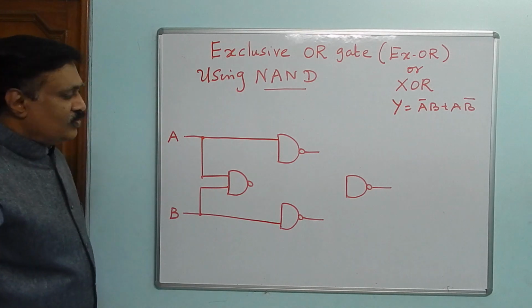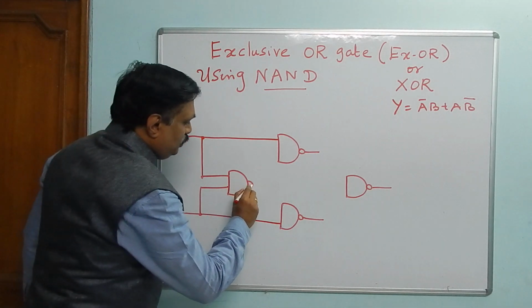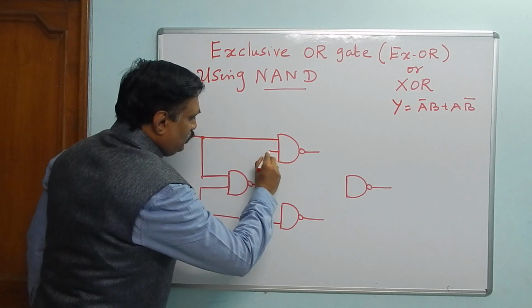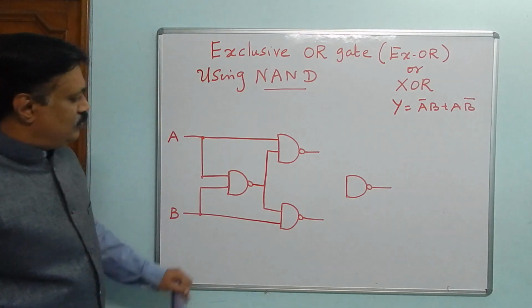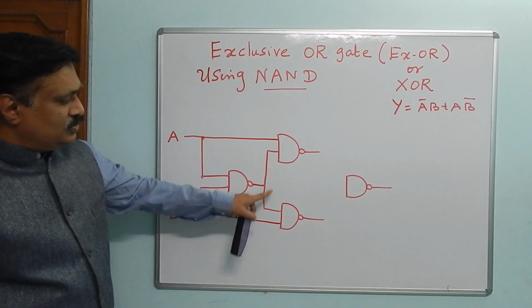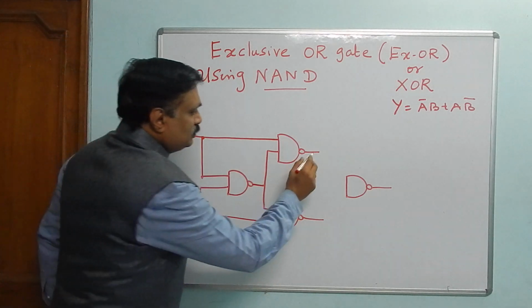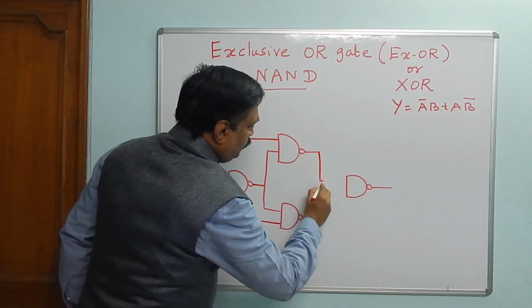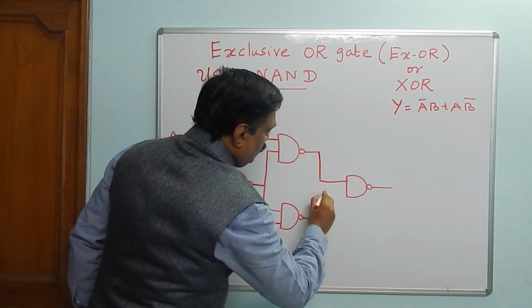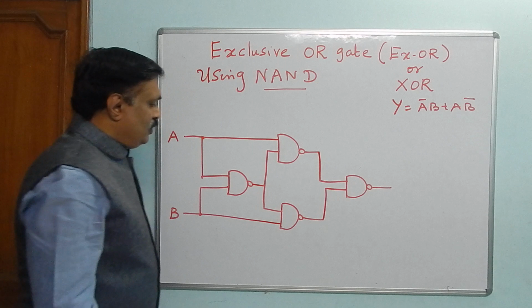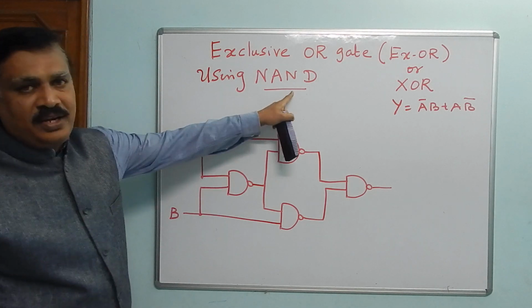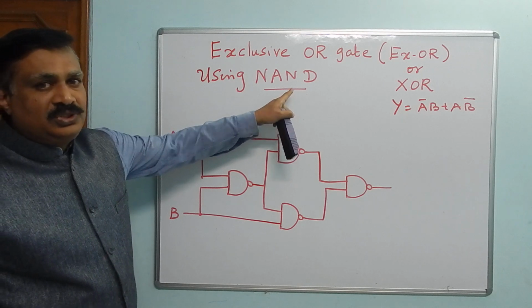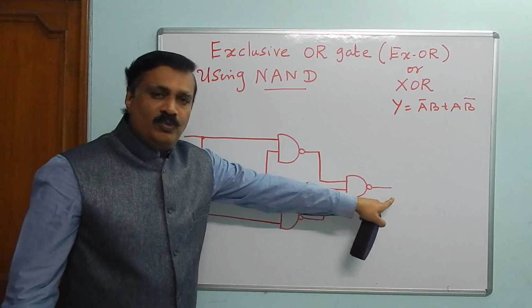Okay. Now this output goes to these inputs. Okay. This output goes to these two. Now this output goes here and this output goes here. Now this is the XOR gate using NAND gate. Now we have to check the output.